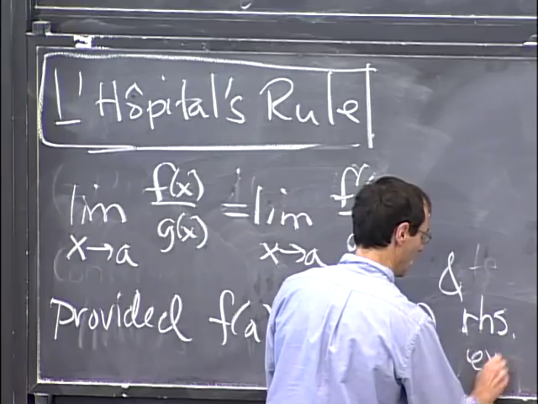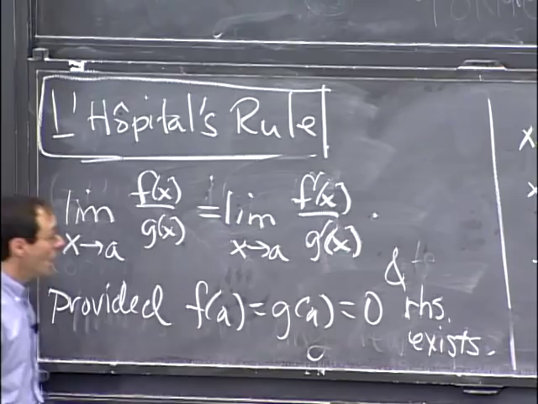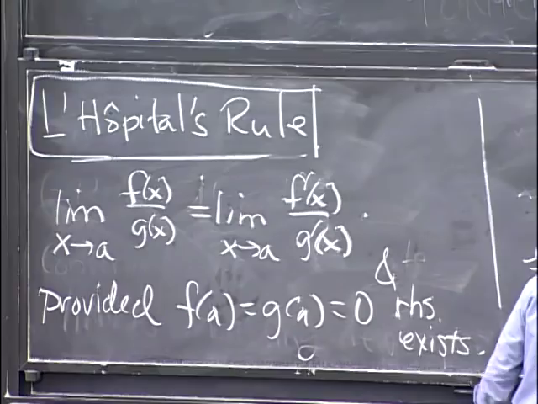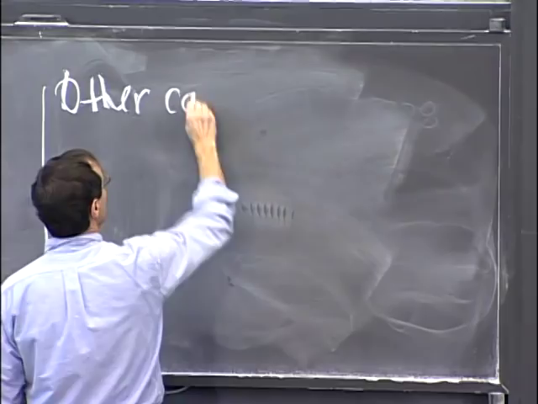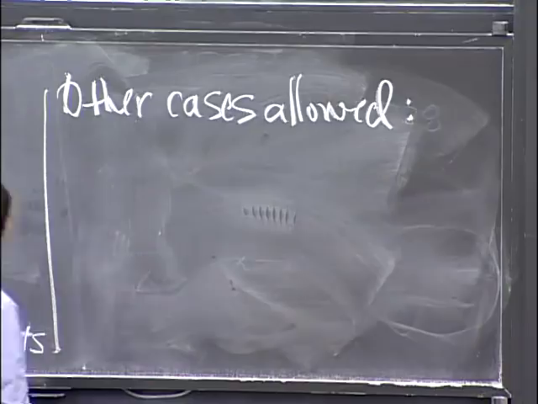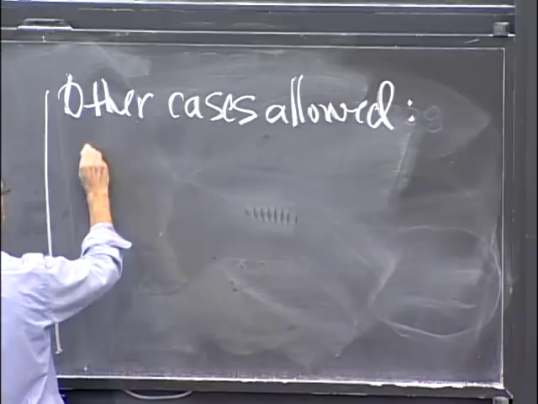All right? But I claim that it works better. And I'll get rid of these, but I'll write them again to show you that it works for these. So there are other cases. And the other cases that are allowed are this. First of all, as indicated by what I just erased, you can allow a to be equal to plus or minus infinity. It's also OK.